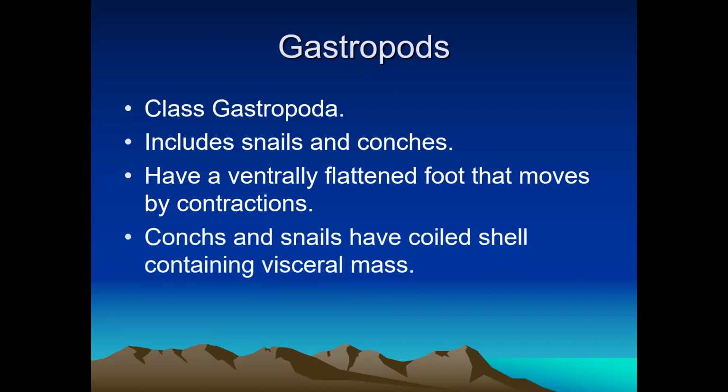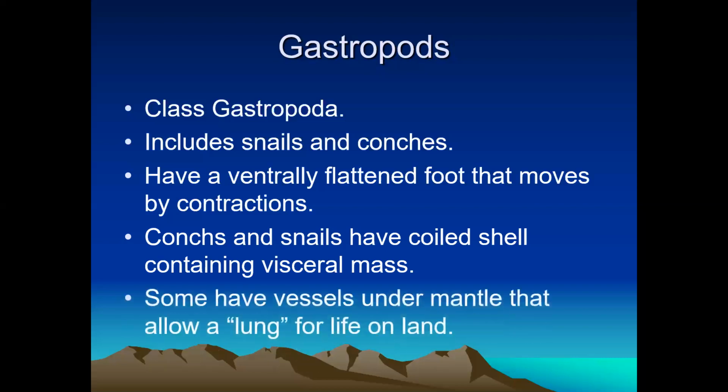They have coiled shells, and that contains their visceral mass. It was mentioned as one of the 3 parts earlier. So we've got the foot, and we've got the visceral mass here. Some have vessels under their mantle that can serve as a kind of lung. That's why it's in parentheses. It's not really a true lung for life on land. So that's why snails have to stay moist, but you can find them out in the soil. You can find them in places as long as it's damp and wet, and usually close to some type of water supply, because they have to keep moist.